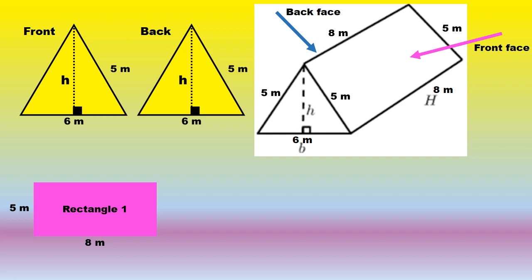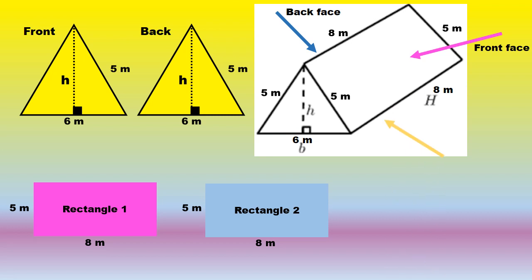Then let's work out the back face. The triangle there at the back, the rectangle there at the back. Let's call it rectangle number 2. And that is 8 times 5. Yes, because we said it's an isosceles triangle. So both of those, the legs of that triangle, the sides there, are the same length, which is both 5 meters.